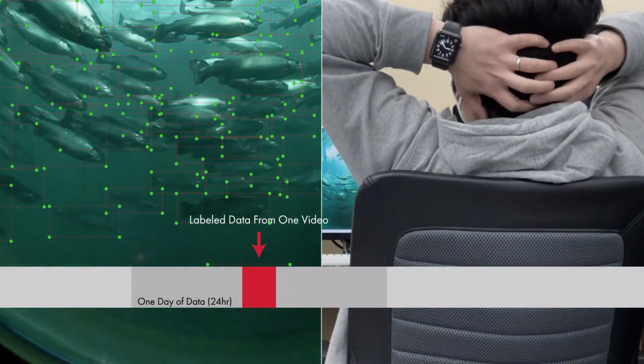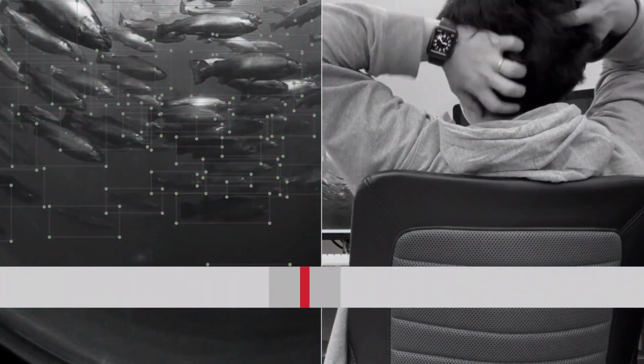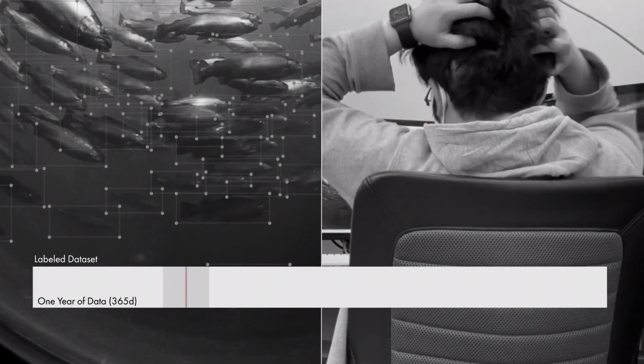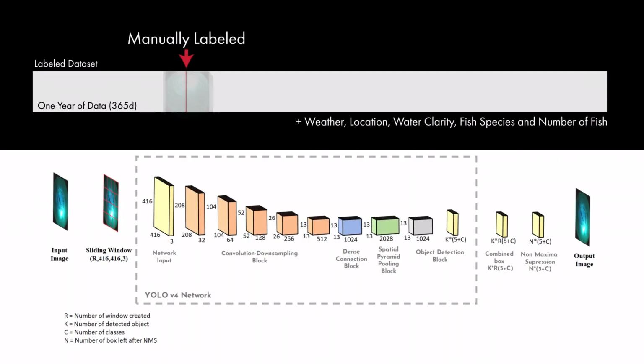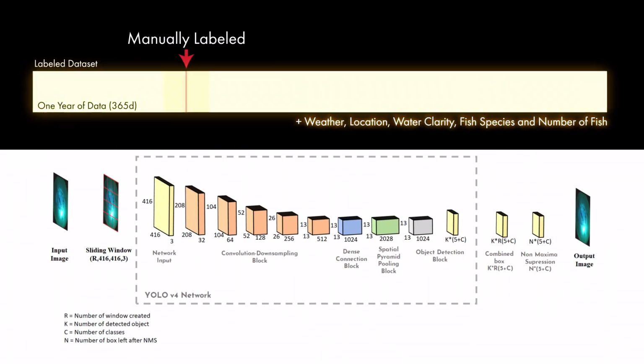What's more, the data you've worked so hard to label is only a fraction of the data required for computer vision training. In order to fully train robust and accurate computer vision models, a large training dataset containing many variations in weather, time, location, water clarity, fish species, and number of fish is required. Before labeling can even begin, it is necessary to obtain this base video data.